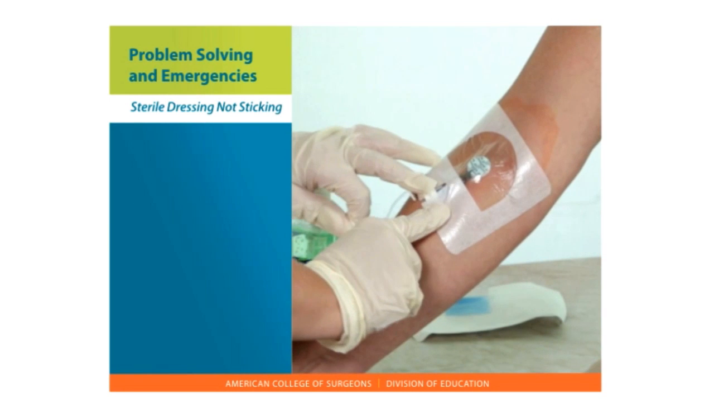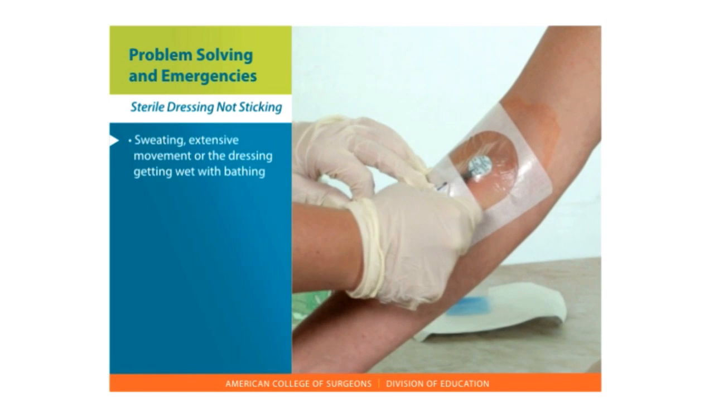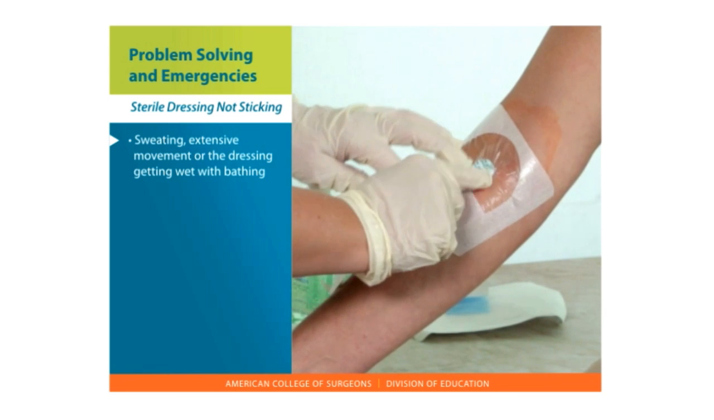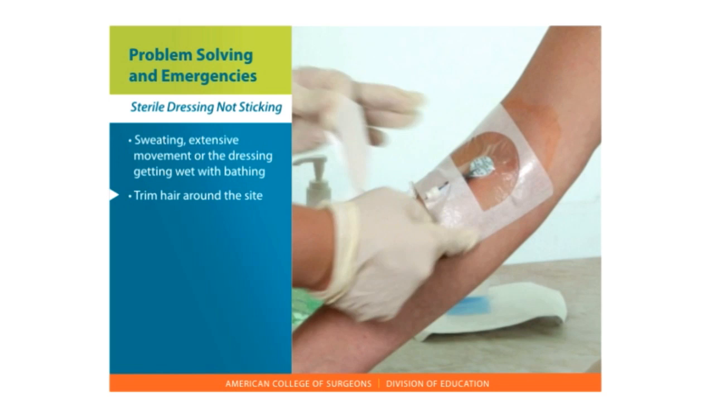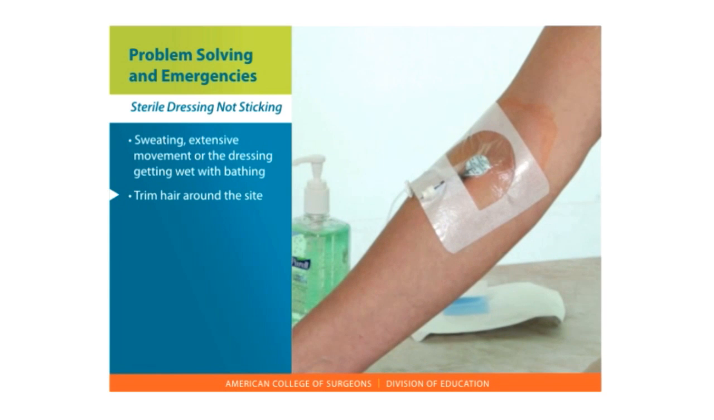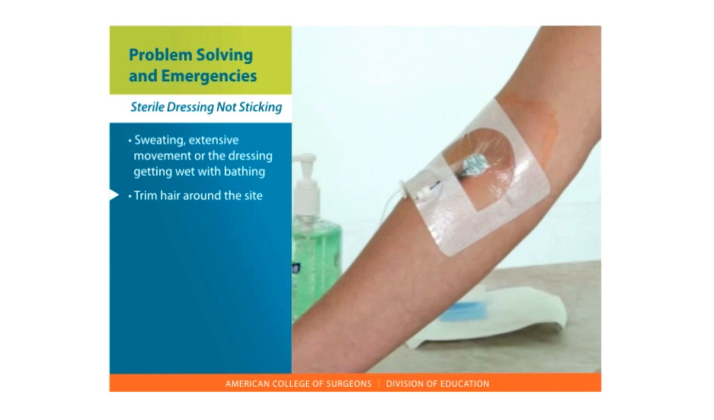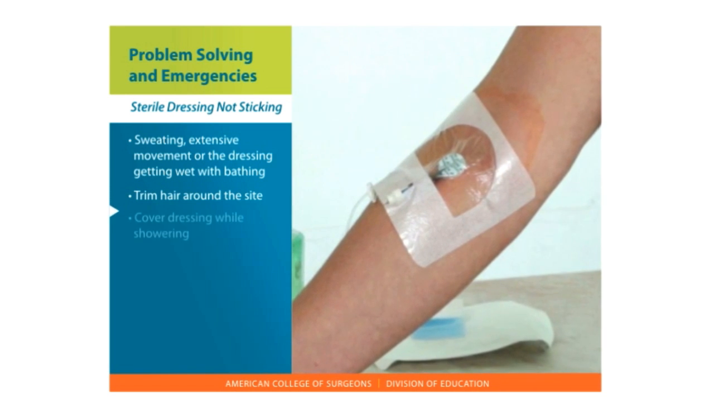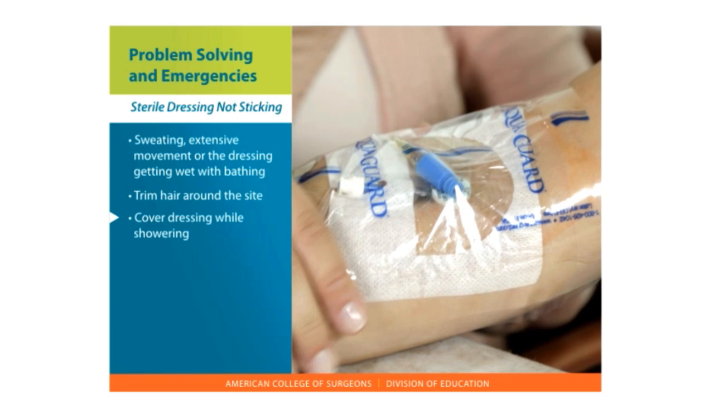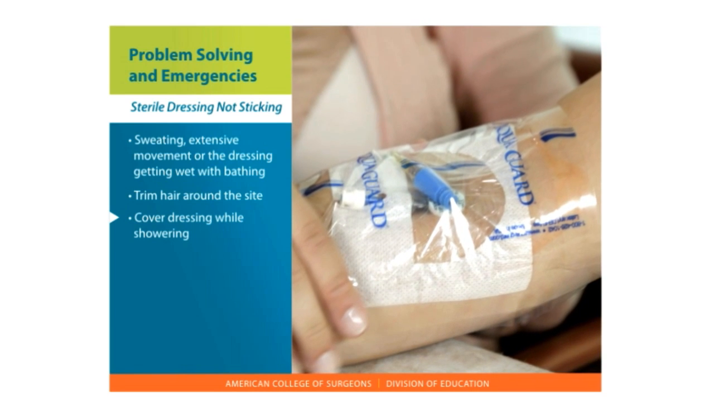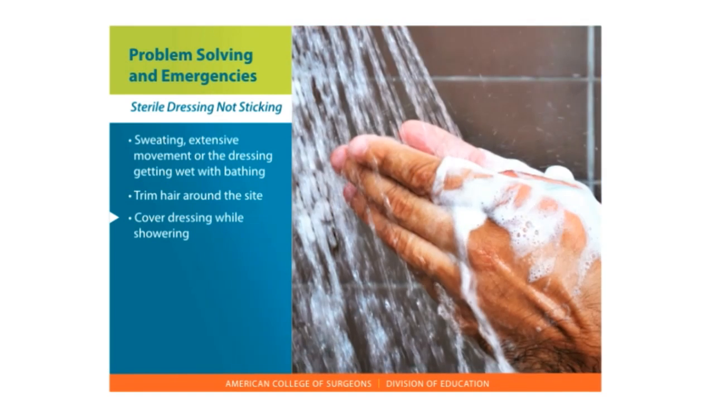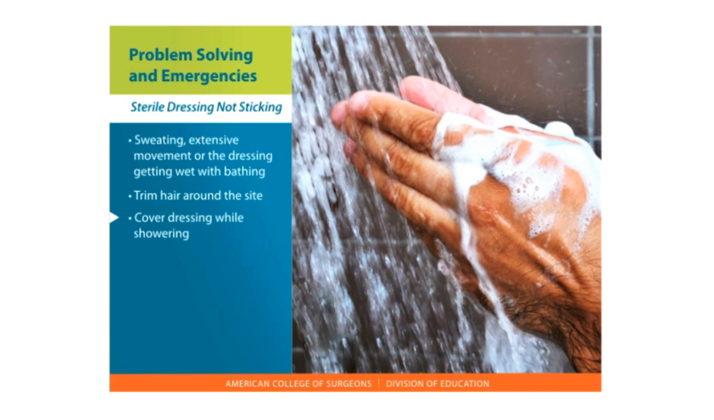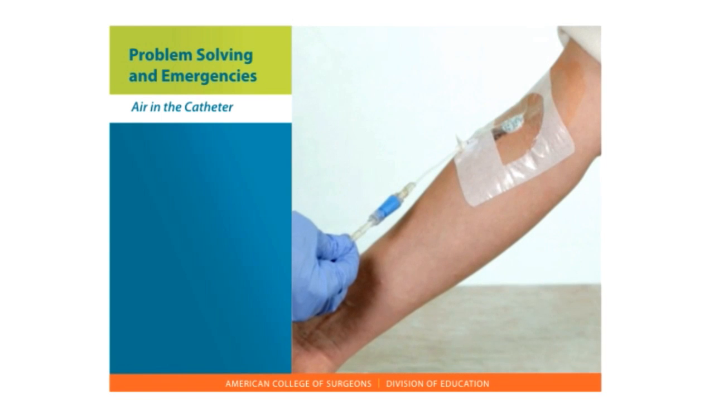Sterile dressing not sticking. Sweating, extensive movement, or the dressing getting wet with bathing can cause it not to stick. Talk to your nurse about trimming the hair around the site or using additional sticky adhesive pads before placing down the dressing. For a PICC line, be sure to wear a shower sleeve or wrap around the arm with plastic wrap. For lines inserted in the chest while showering, you may want to cover over the dressing with a small plastic bag.